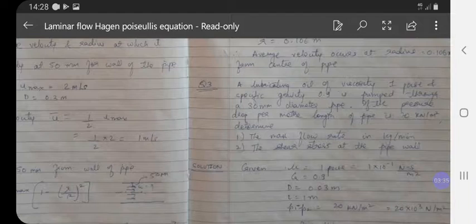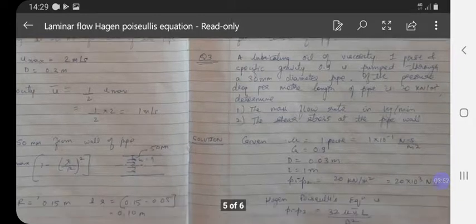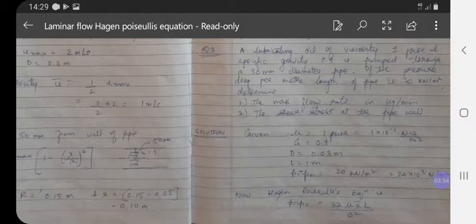Now the given things are mu, the viscosity, which is 1 poise, so it is 1 into 10 to the power minus 1 Newton second per meter square. Then specific gravity is 0.9, diameter of pipe is 0.03 meter, length of pipe is 1 meter. I have to find the mass flow rate. So flow rate Q is equal to area into velocity. Area can be found by pi by 4 d square. Velocity can be found by the Hagen Poiseuille equation.